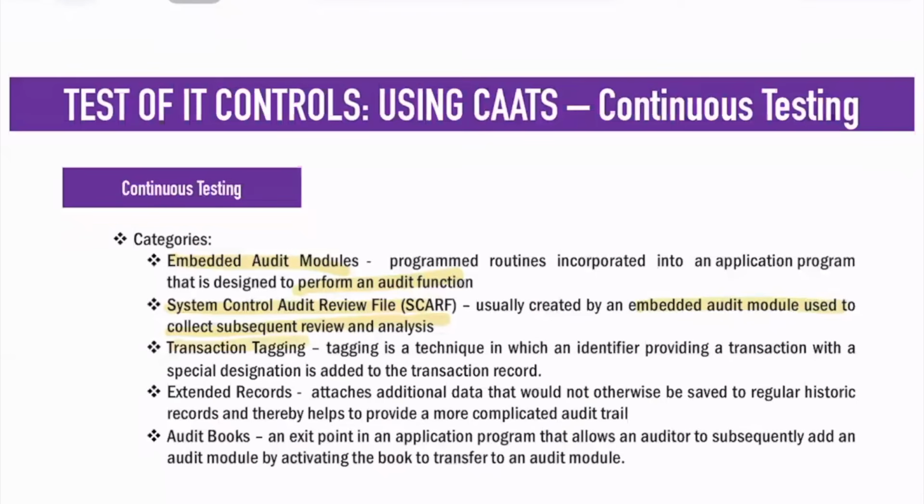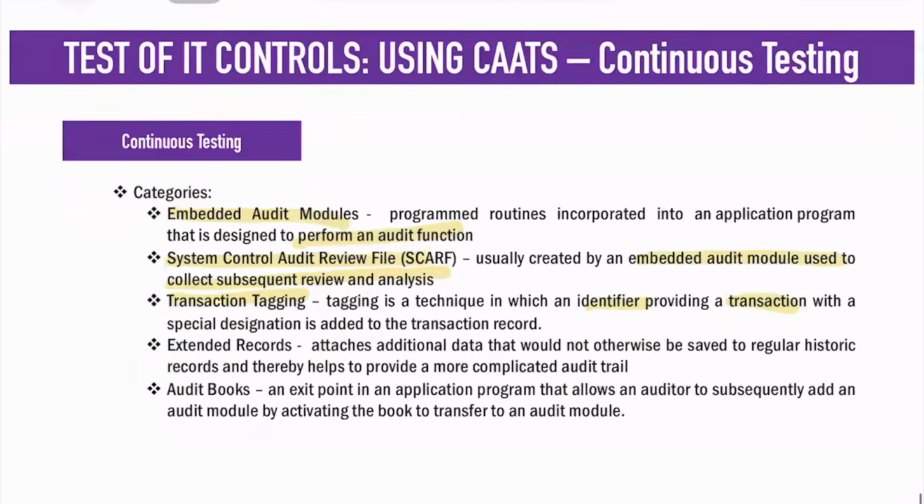Next, we also have transaction tagging. In your transaction tagging, there is an identifier per transaction so that if we want to audit a particular transaction, we can easily identify it because it is already tagged with a particular item. So it is easier to audit.